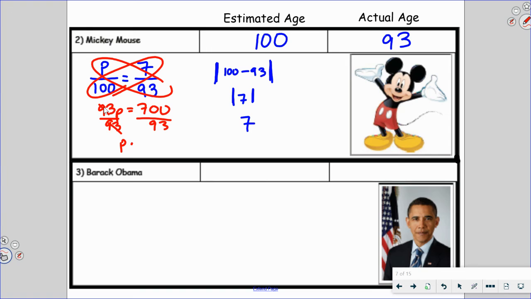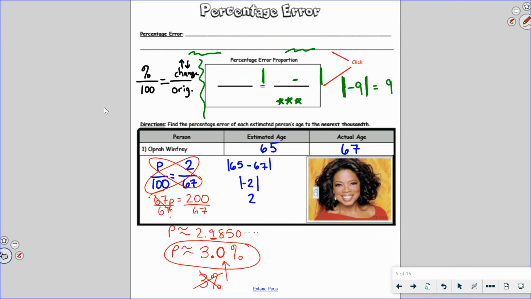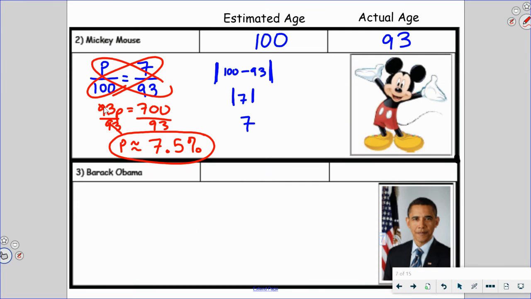93 p's equals 700. Divide by 93 from both sides. And as long as we type things in, I'm going to guess it's going to be an approximation. Let's go ahead and find out. 700 divided by 93, trust my division, please. Very close to 7 5/10%, which is really not too far away. In fact, well, 3% was a better guess. I was closer on Oprah than I was on Mickey Mouse.